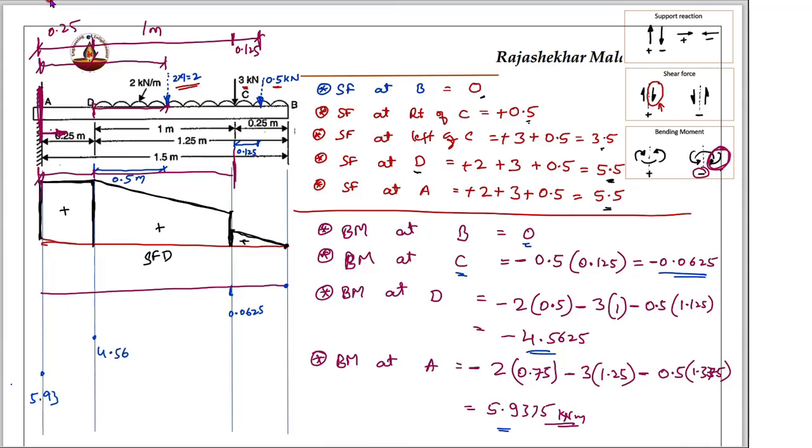Now, from here to here, UDL is there. Therefore, this is a parabola. Right. Now, from here to here, this is again UDL. Therefore, this is also again a parabola. Okay. Now, from here to here, no load. Therefore, straight line. This is your negative, negative, negative SBMD. Over. Okay. Next problem is there.